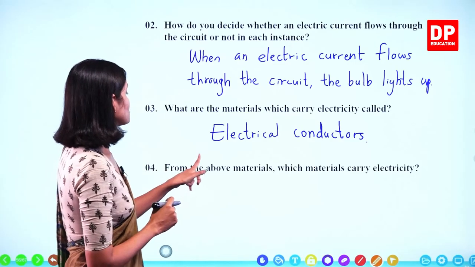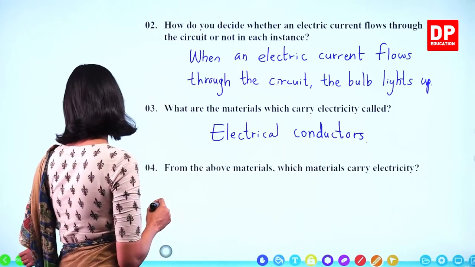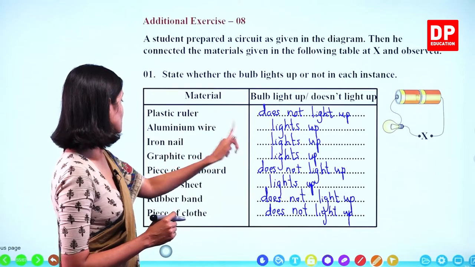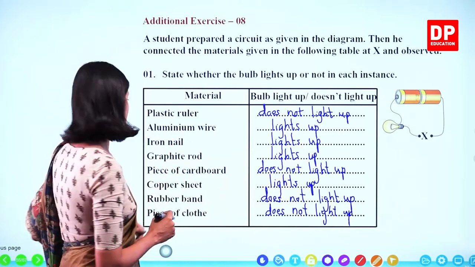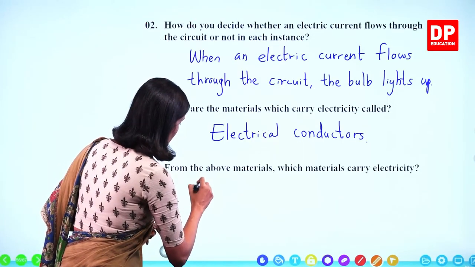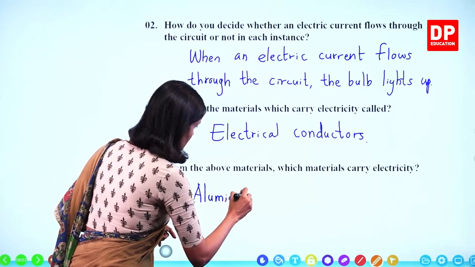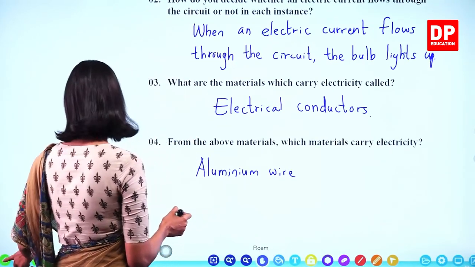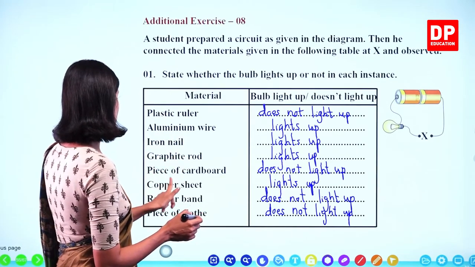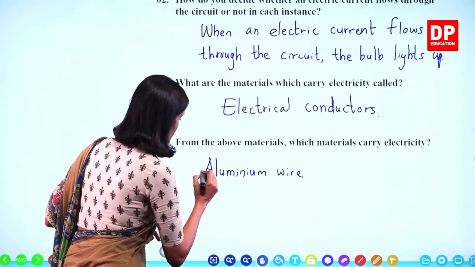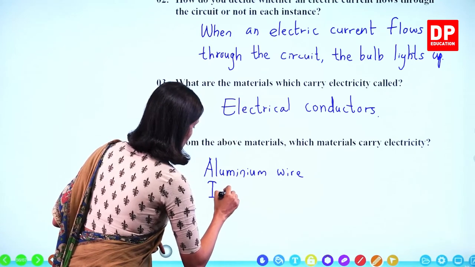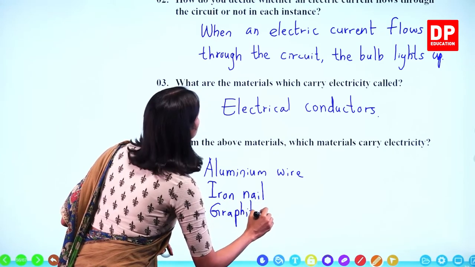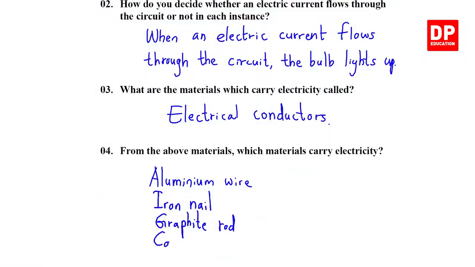From the above materials, which materials carry electricity? We all know that the materials that help with lighting up the bulb carry electricity. Aluminium wire, iron nail, graphite rod, and copper sheet. We'll write aluminium wire, iron nail, graphite rod, and copper sheet.